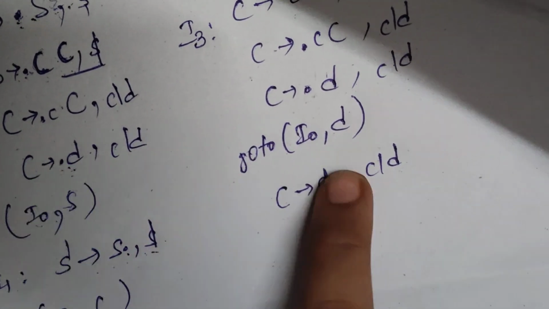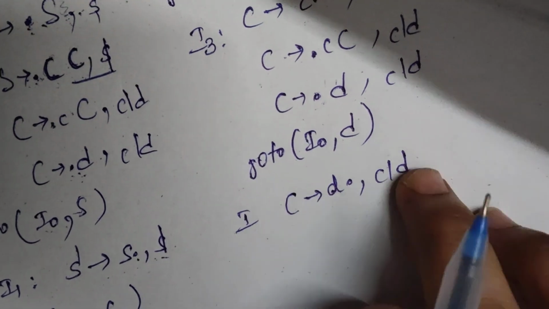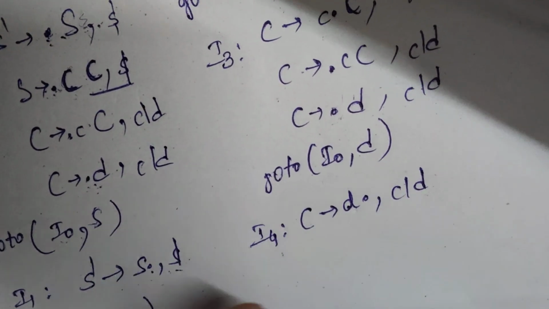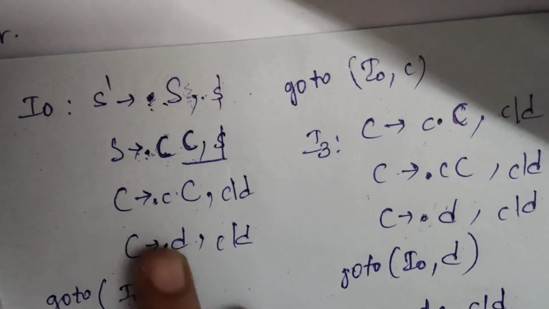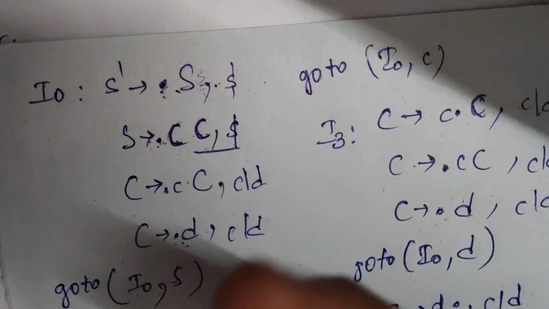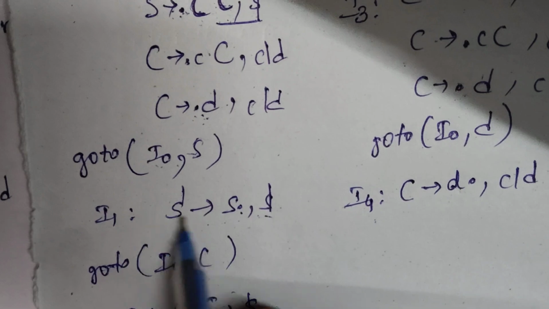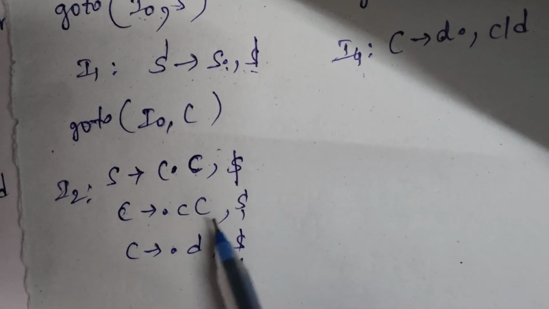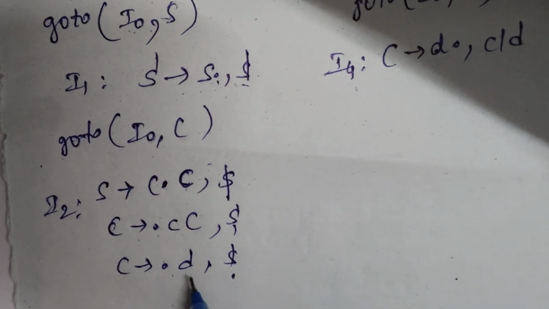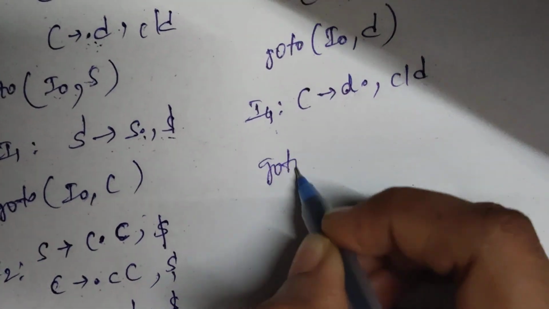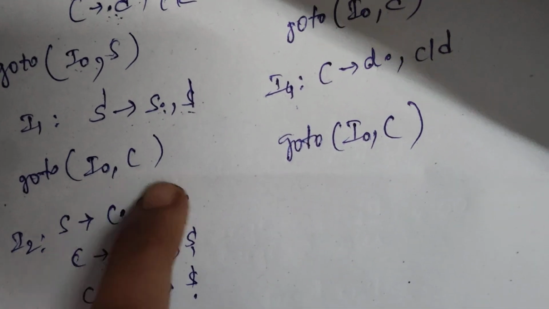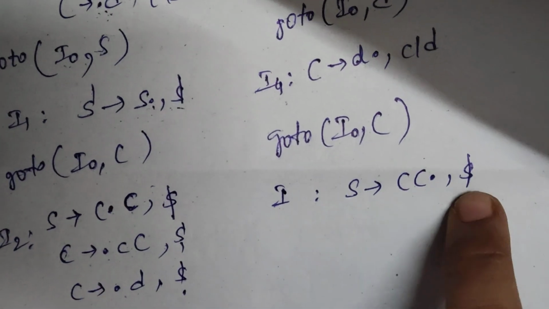Next we need to go to D. Okay, go to I0 comma small d, and this dot will be shifted here. When we are shifting the dot, we need not change the look ahead symbol. Okay, this dot will be shifted here. Previously we did not get this production, so we can name it as a new item, that is I4. So in I0, do we have anything to shift? No, we don't have anything. So we can go to the next item, that is I1.